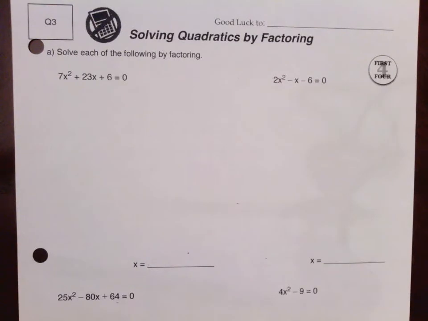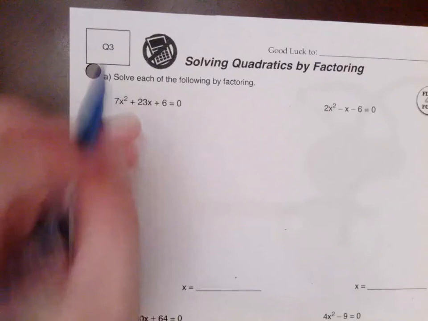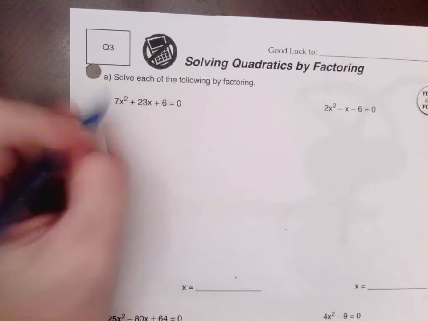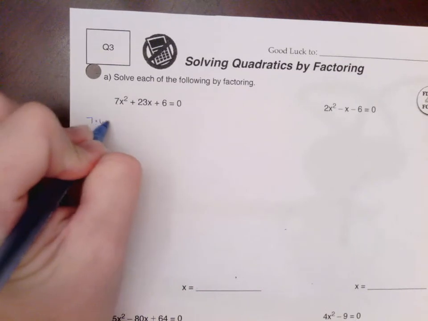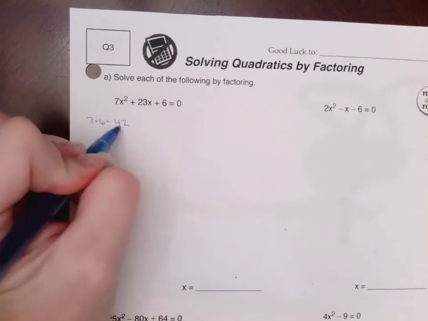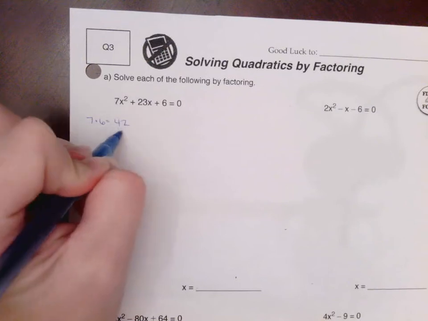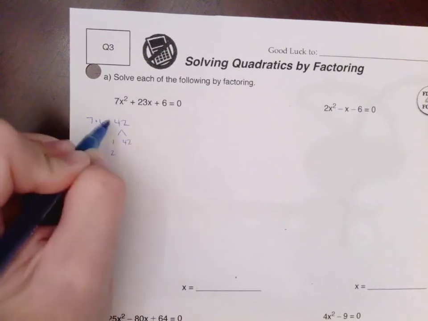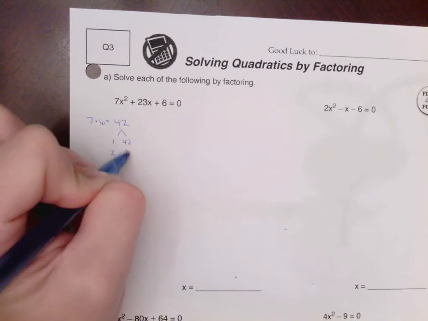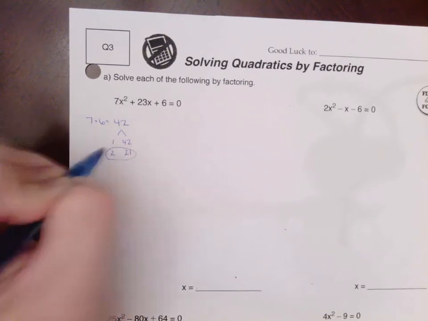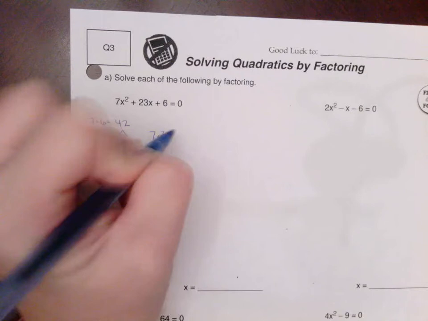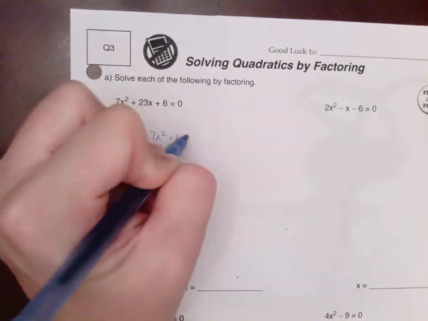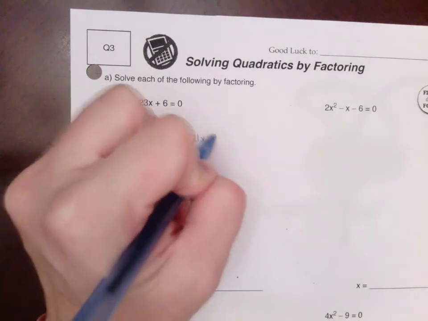Right, here we are for concept quiz number 3. So what we need to do here is multiply A times C. So 7 times 6 is equal to 42. And now we need the factors of 42 that add to 23. So 1 and 42, 2 and 21. There we go. So write this as 7x squared plus 2x plus 21x plus 6.